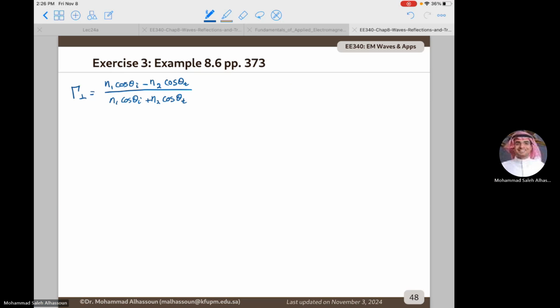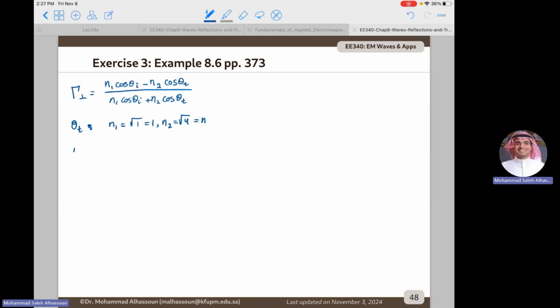Okay. So we know N1, we know N2, we know the angle of incidence. The only missing part is simply the reflection angle. So let's compute theta t. N1 is the square root of 1, which is 1. N2 is the square root of 4, which is 2.